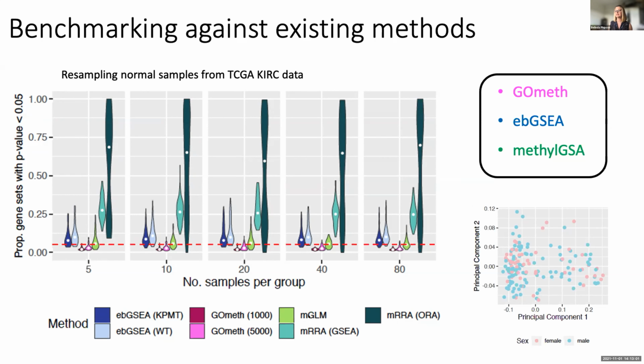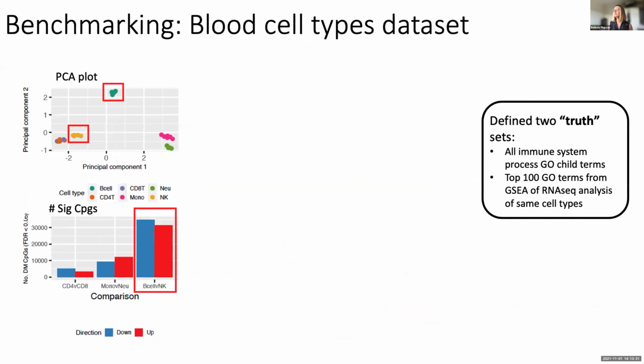We also noticed that the MGLM method and methylGSA also did a good job. But these overrepresentation methods, this MRRA GSEA and MRRA ORA, have way too many false positives, so there are way too many gene sets that are statistically significant when they shouldn't be. And the EBGSEA methods are pretty good. They probably have a bit too many significant gene sets, but they seem to be okay.